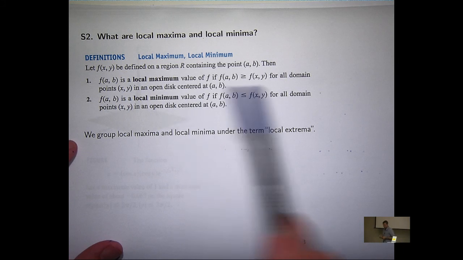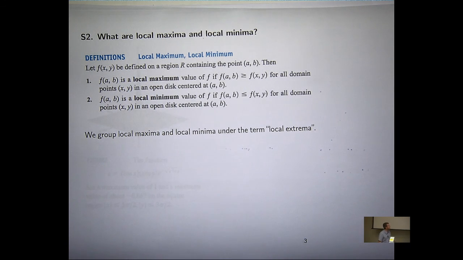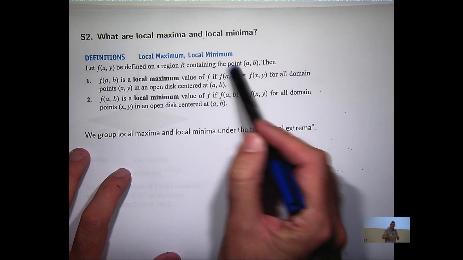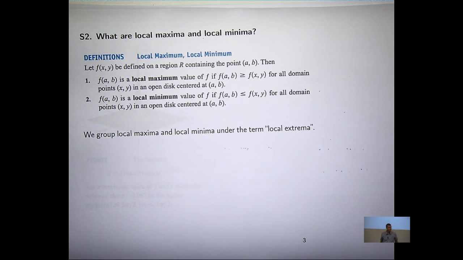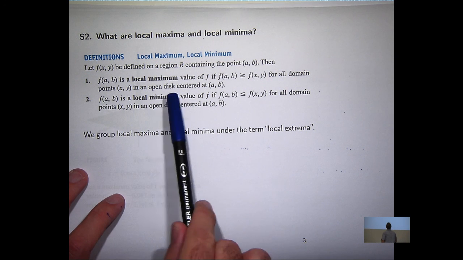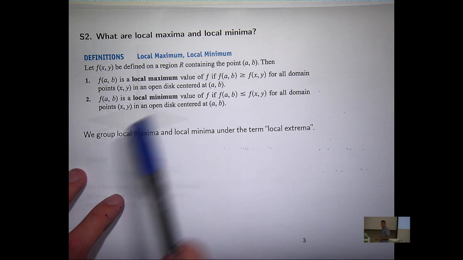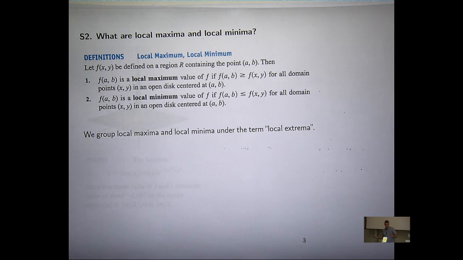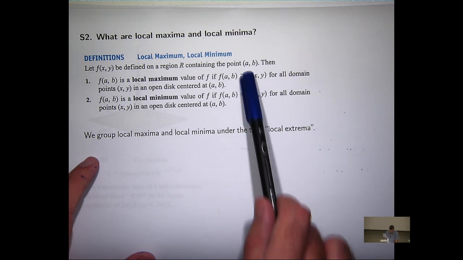Okay, so what this means is when we say f has a maximum at a point a, b, our point of interest, we mean we can draw a little disk around the point of interest, and within that disk, this value is greater than all other values. Okay? When you say f has a local minimum at the point a, b, it's basically the same, but you just reverse the inequality sign.